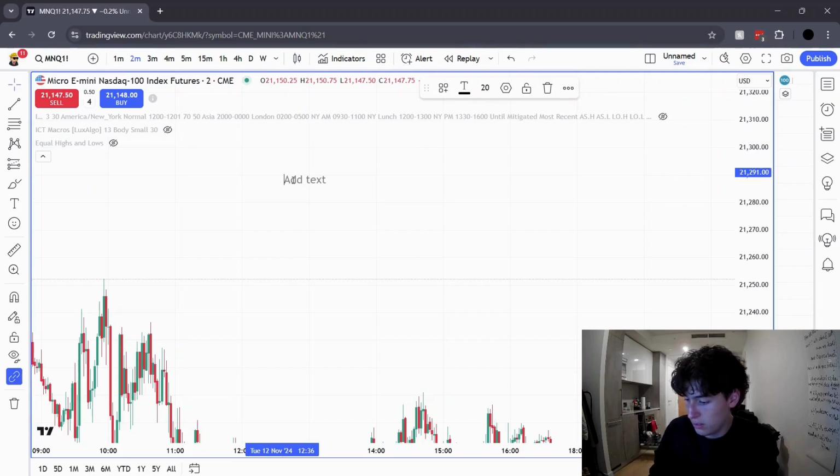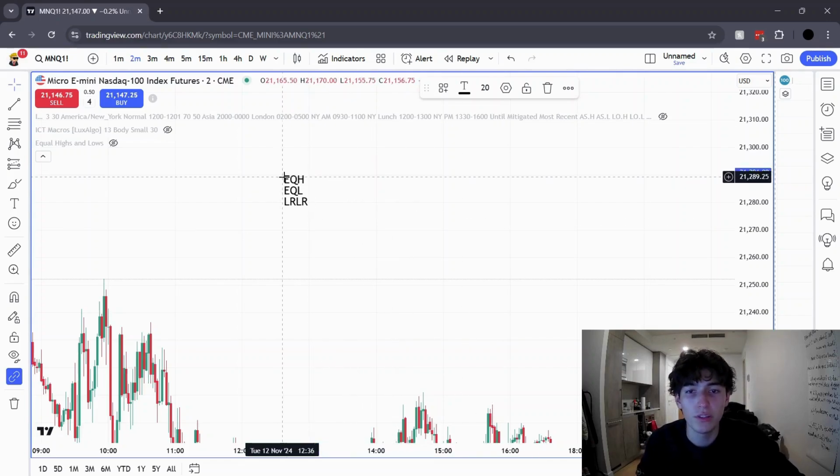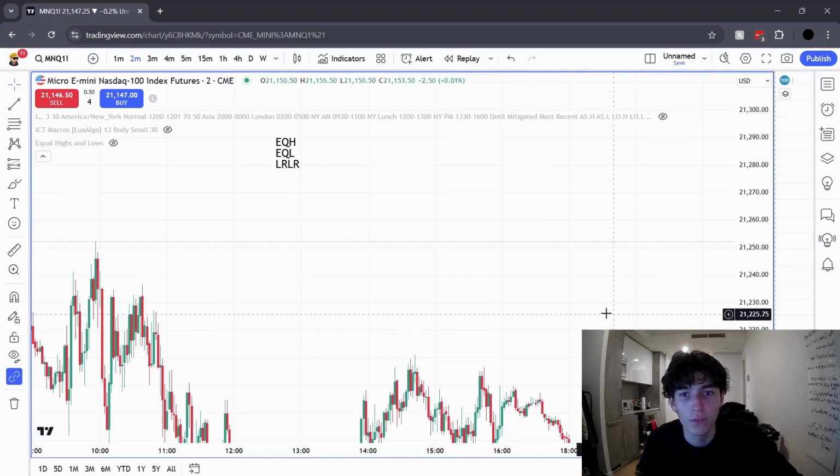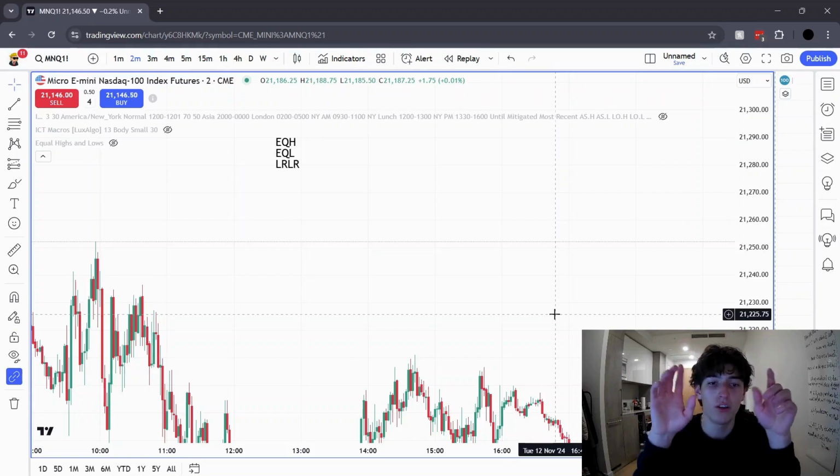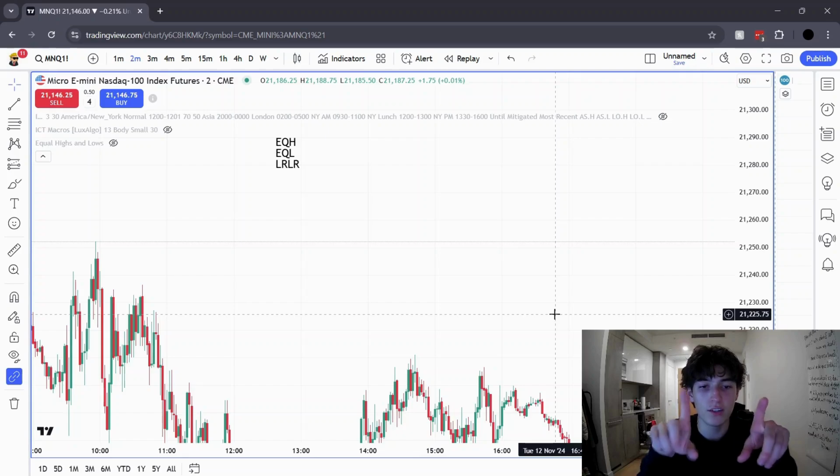So there is equal highs, there's equal lows, and there's low resistance liquidity. Now, what do these three things mean? So, equal highs are basically two points in the market, separated, where it's two equal highs.